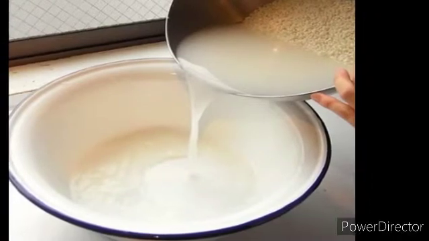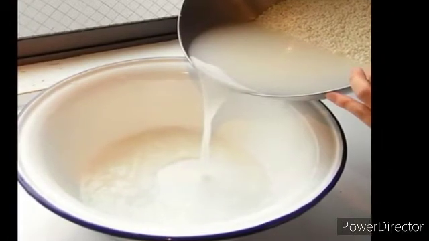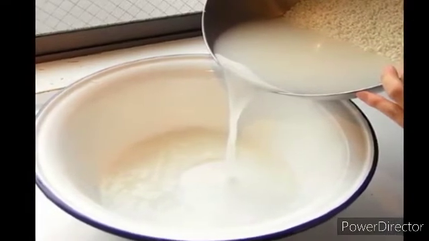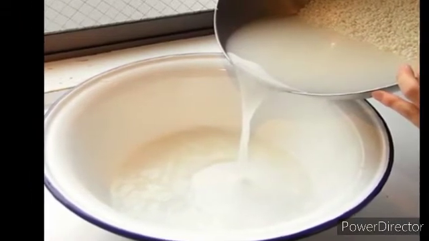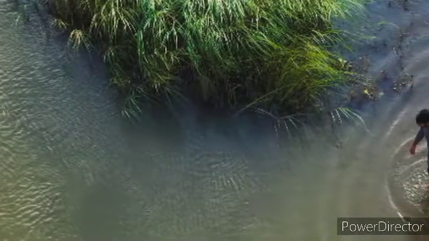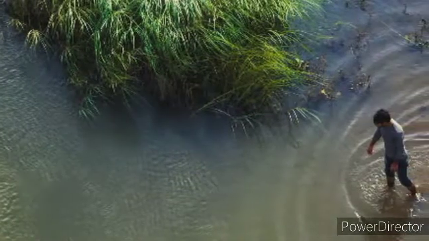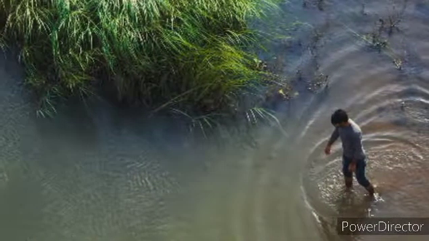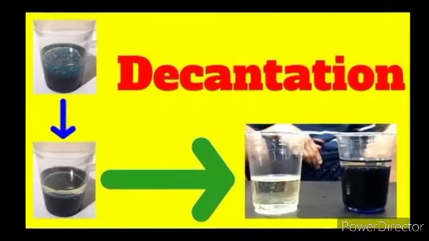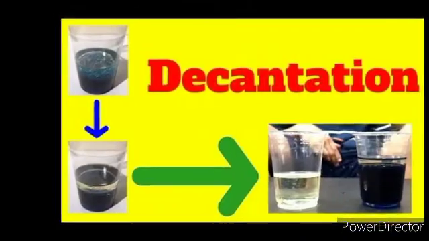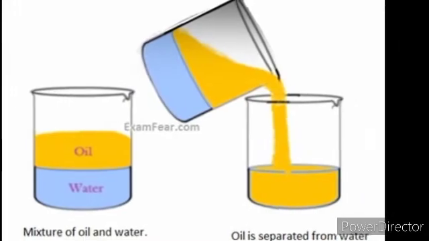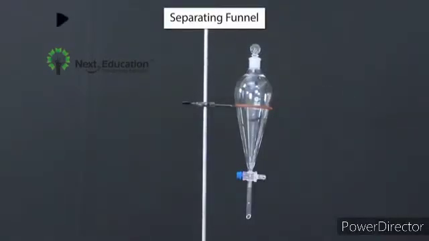Okay, now let's identify some examples of sedimentation and decantation. Washing of rice and pulses is an example in which we utilize sedimentation and decantation. Yet another example is, you all know that river water becomes turbid when we walk in it, but after some time it becomes clear. Here also we can see the sedimentation process. For separating two immiscible liquids we can also use the decantation process. Oil can be separated from water by decantation.